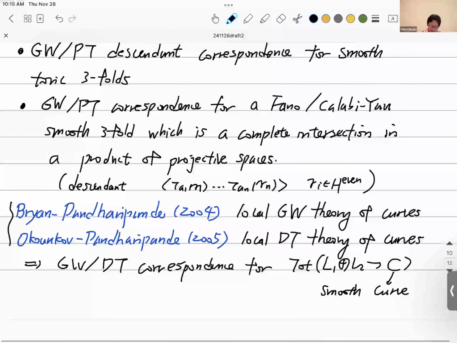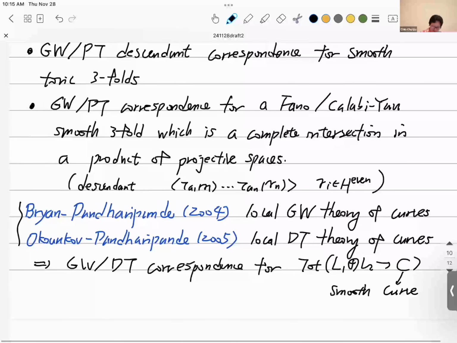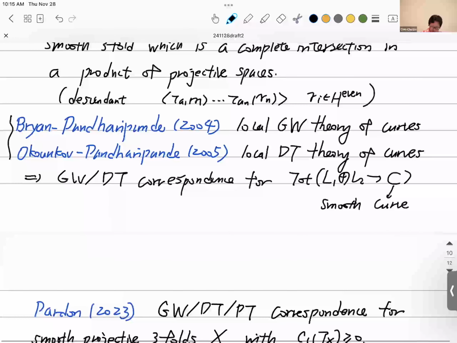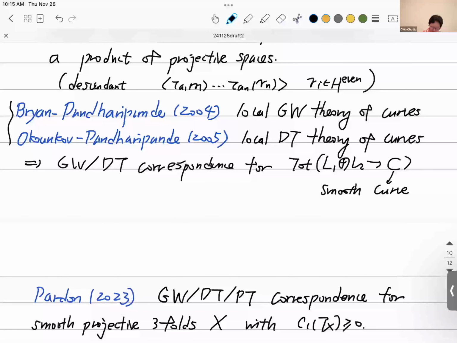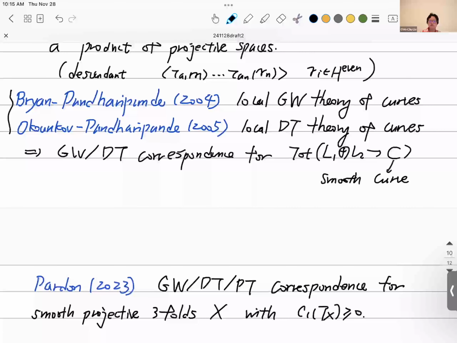Okay, so for a long time... then finally there's a big result by John Pardon. This is much more recent, actually just last year. He proved the Gromov-Witten/DT or PT correspondence for any smooth projective threefold X such that c1 is non-negative. So I think this is the best result on the Gromov-Witten/DT correspondence.